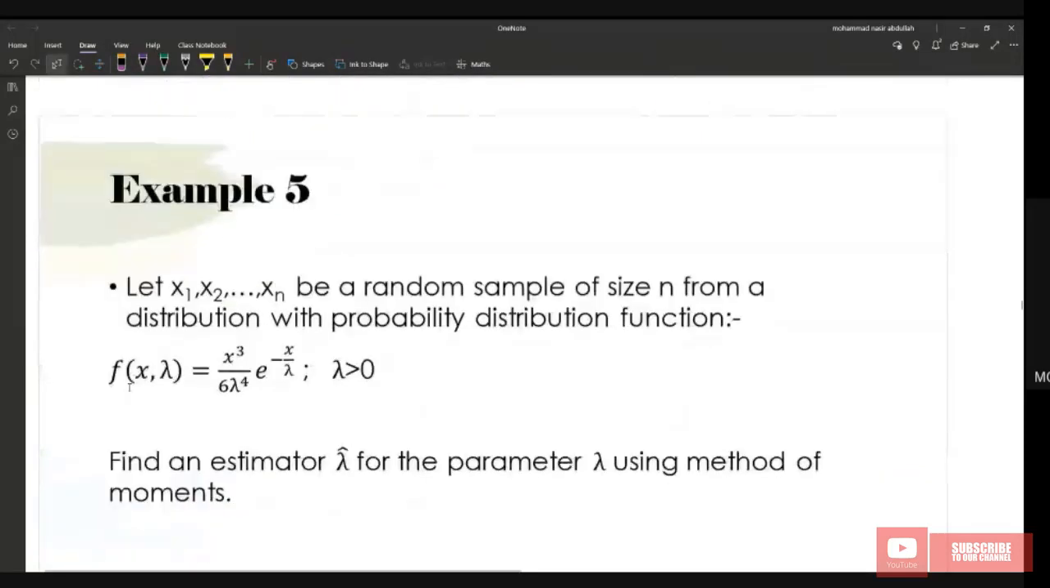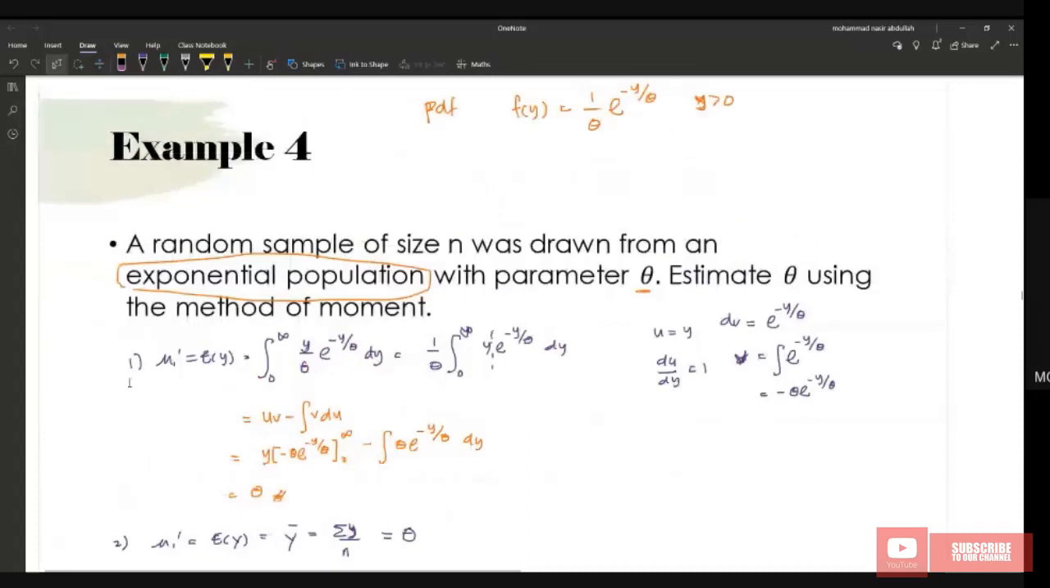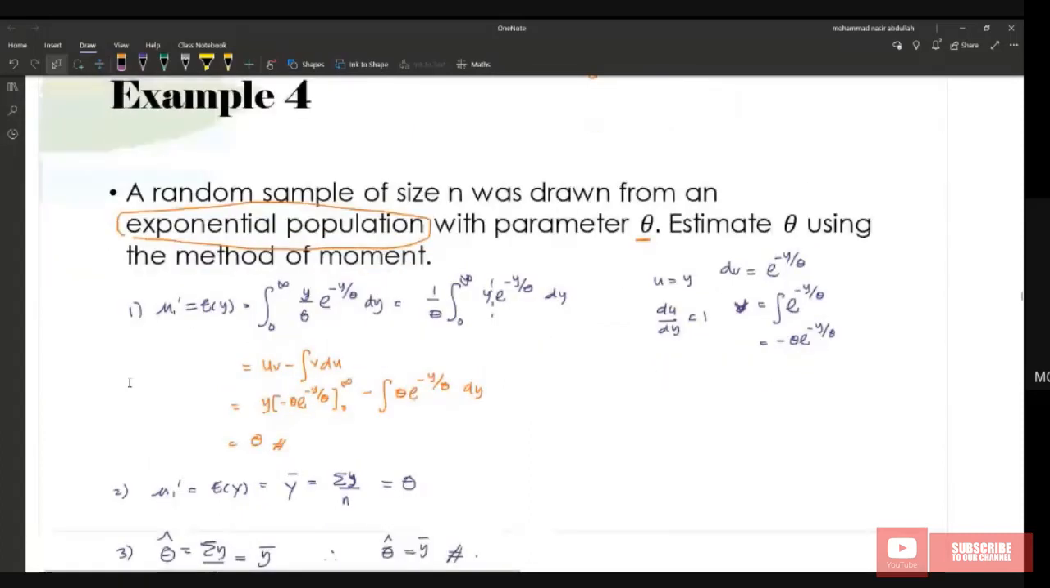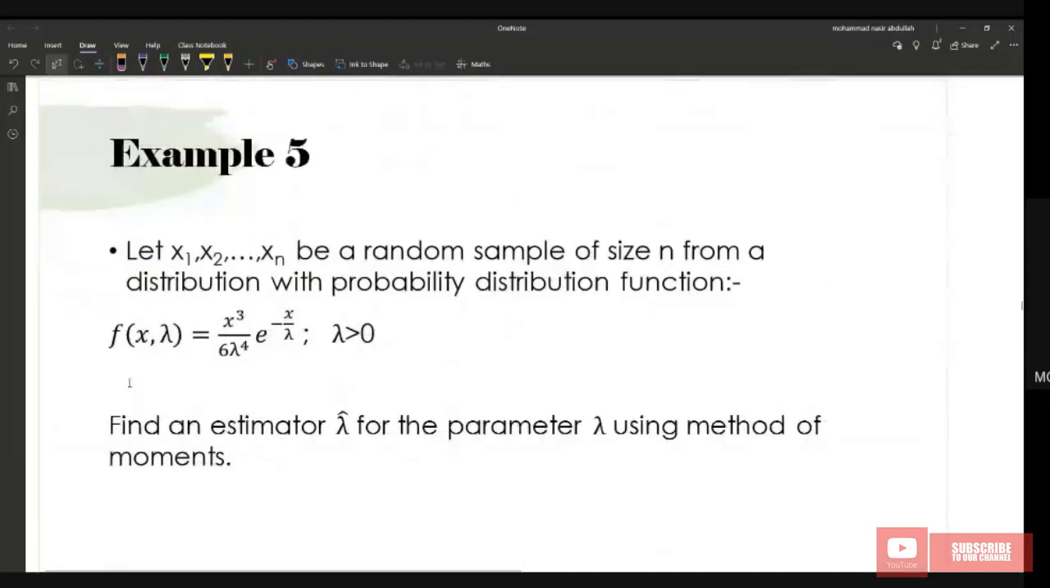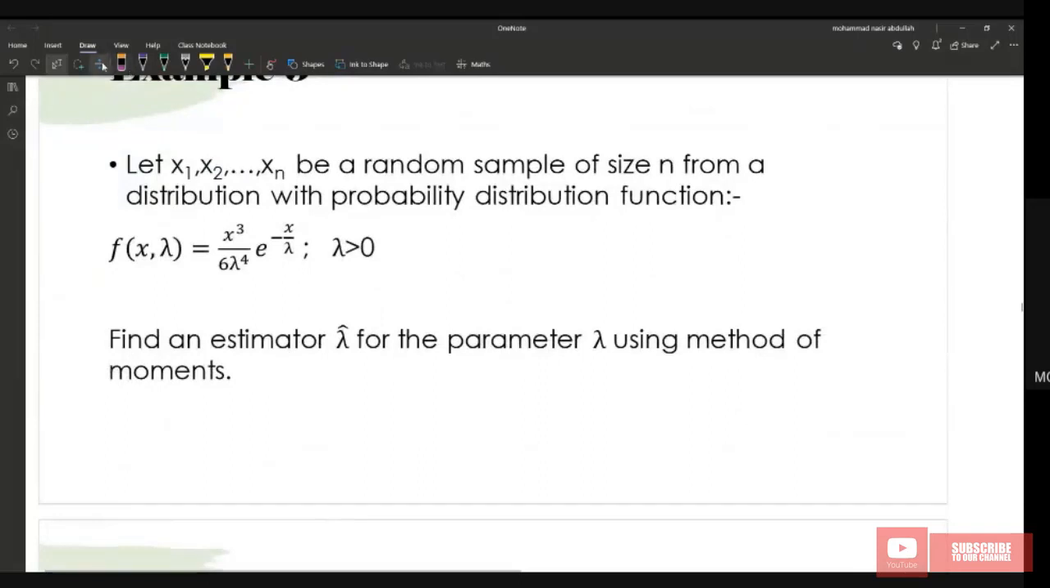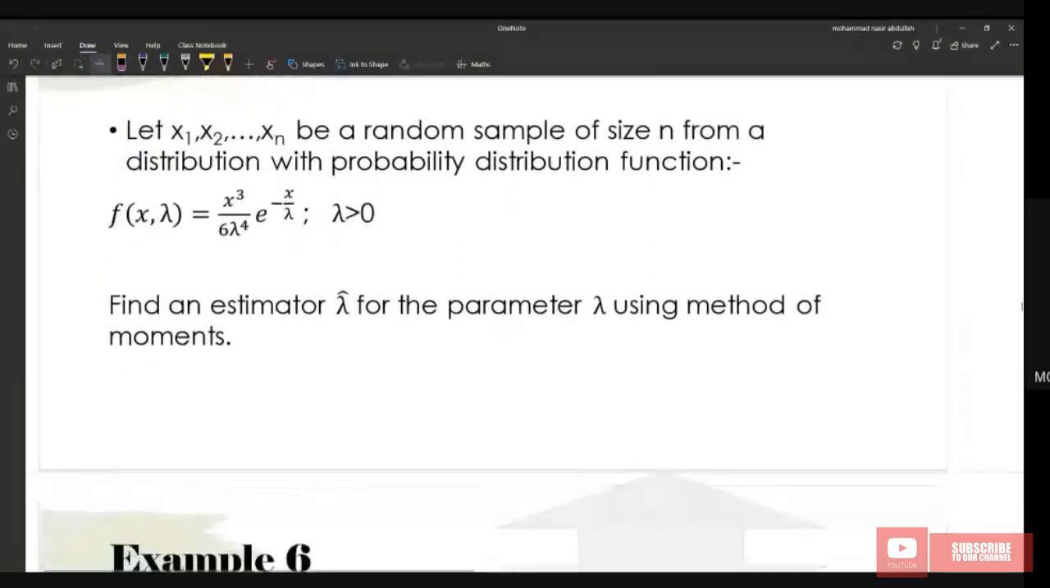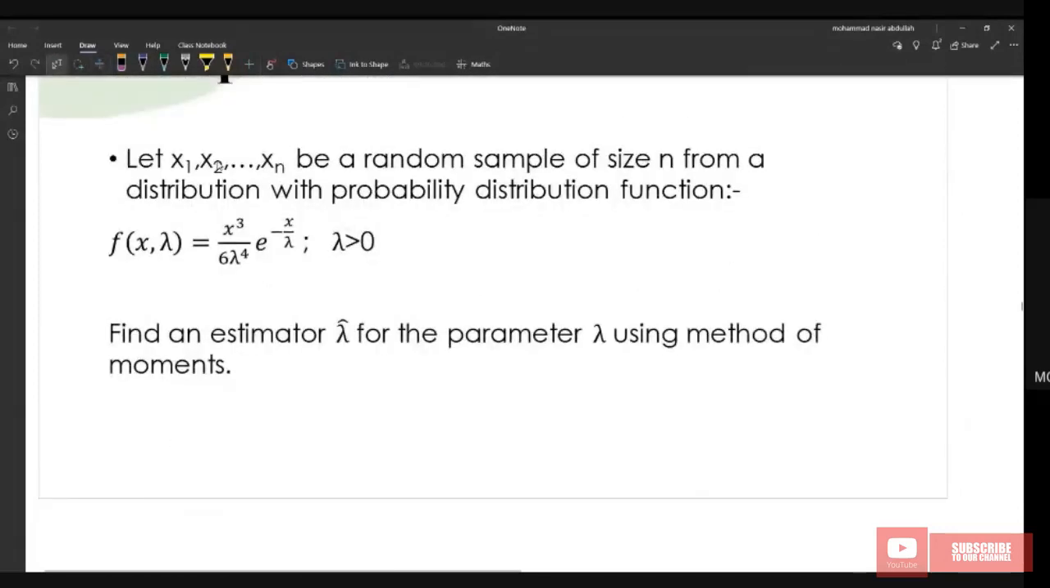Now, do you have any questions so far for example number 4? If you don't have a question, then we need to move to example number 5. Example number 5 says: let x1 until xn be a random sample of size n from a distribution with probability density function x to the power of 3 over 6 lambda to the power of 4, times exponential of negative x divided by lambda. Find the estimator lambda hat for the parameter lambda using the method of moments. So this is an unknown distribution.